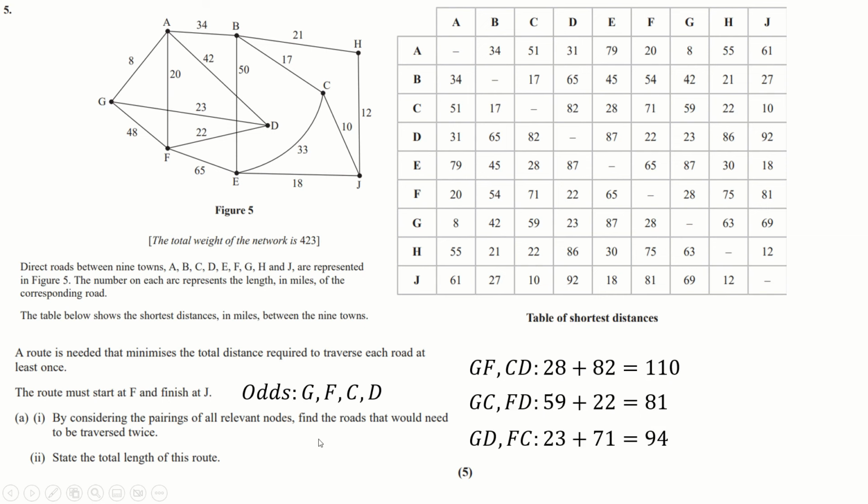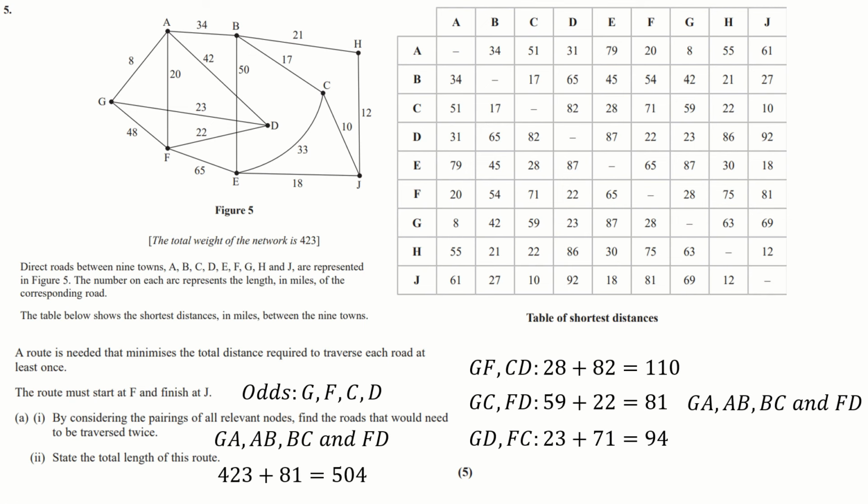So when we think about the roads that need to be traversed twice, we need to actually think about how we are making this 59. How are you getting from G to C in 59? Is it just this plus this plus this? It looks like it could be. So it's just G to A, and just add them up, A to B, B to C. And then F to D actually turns out to just be F to D, this 22 here. So those are the ones we have to do twice, and the total length is just the total network plus this 81, and we'll get to 504 as our answer there.